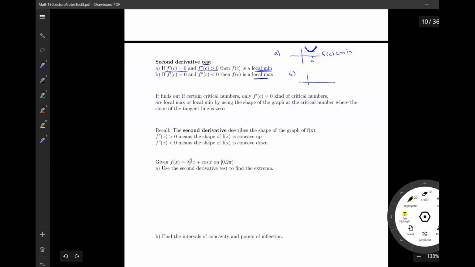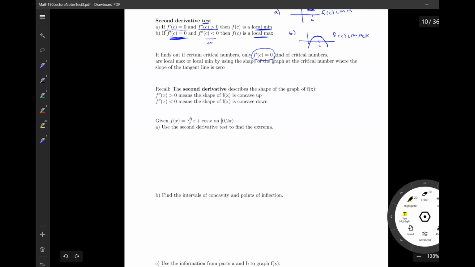Part B is saying if I've got this point C and the slope of the tangent line is 0, and I know the graph is cupped down, I can see that f of c is going to be a local maximum. So notice this only works for this kind of a critical number. If I have the kinds of critical number where the derivative doesn't exist, this test does not work. So the second derivative just tells us shape. The second derivative test combines critical numbers with shape to tell us if we have a max or a min.